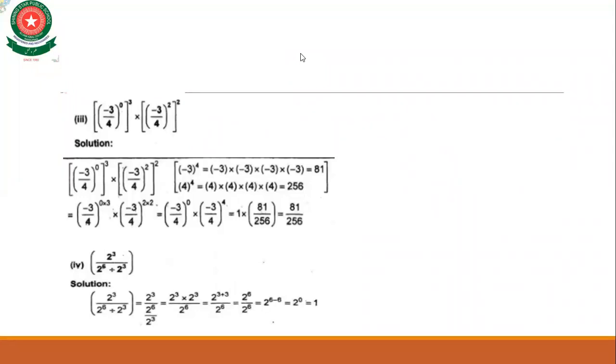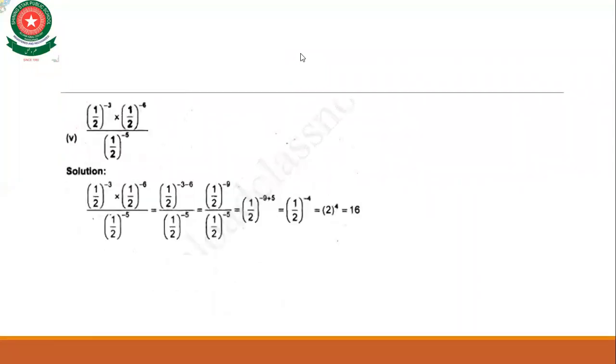Now part number 5: (1/2)^-3 multiplied by (1/2)^-6 divided by (1/2)^-5. So this is our last question of today's topic. Here we simplify the equation.